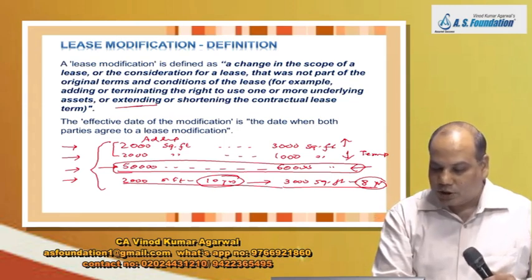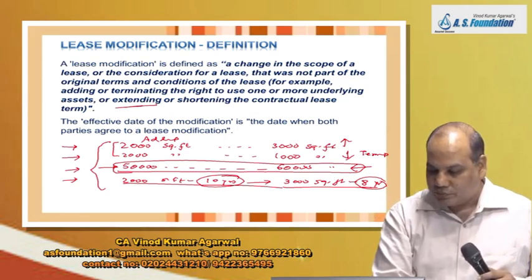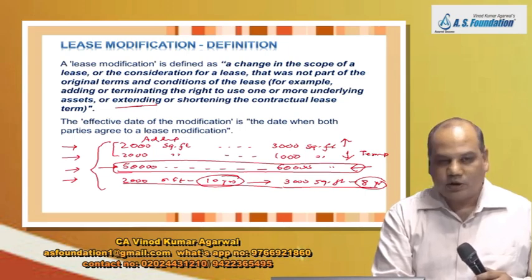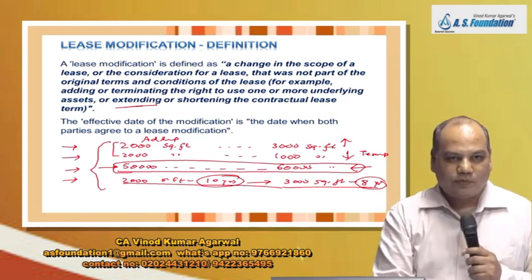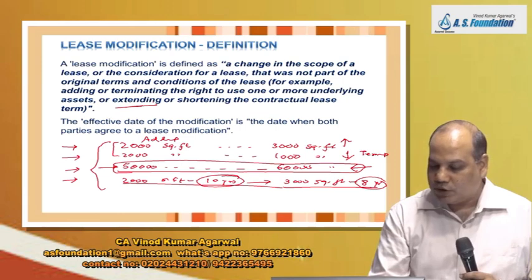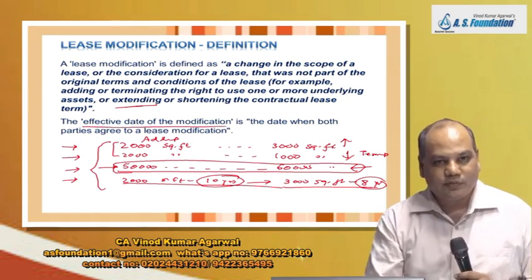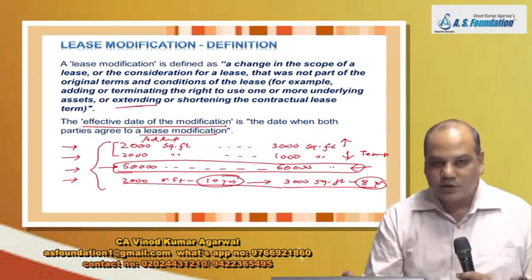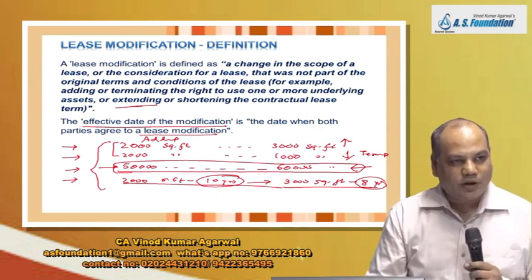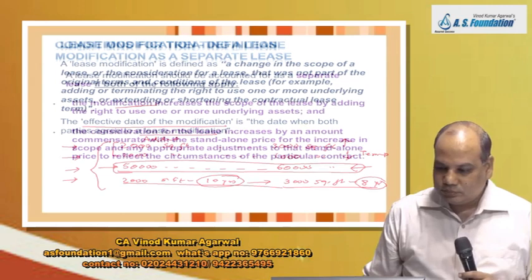The effective date of modification is the date when both parties agree to the lease modification. So the accounting of lease modification will be on the effective date. Effective date means lessee and lessor both must agree on that date. Okay.